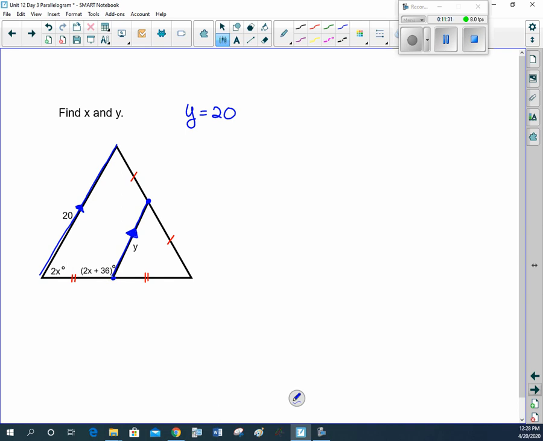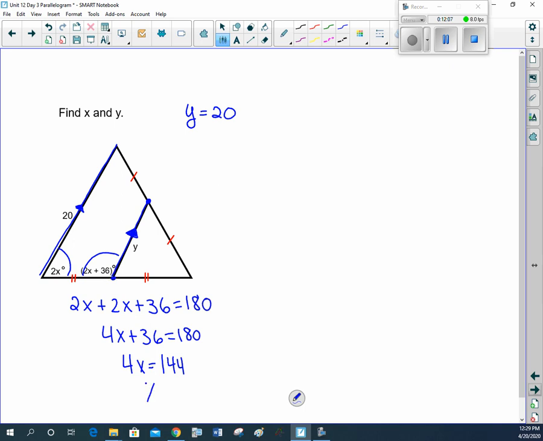So these are considered parallel lines. So these two angles right here are considered consecutive interior angles. Consecutive interior angles with parallel lines are supplementary. They add up to 180. So if we want to figure out what x is, we've got 4x plus 36 equals 180. Subtract our 36. And then divide by our 4. So x turns out to be 36.